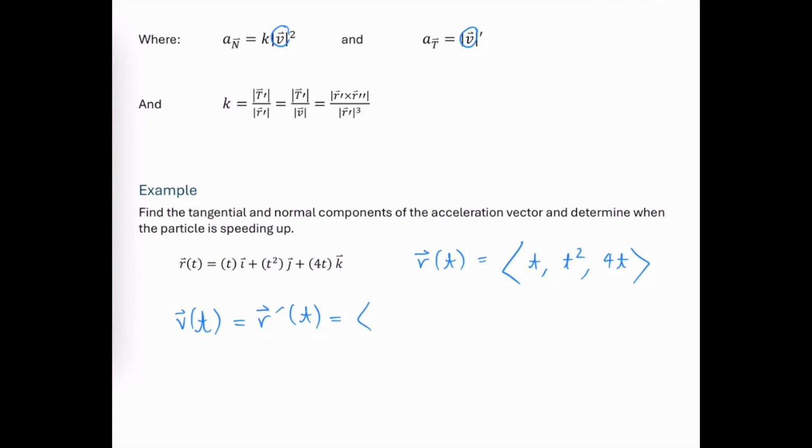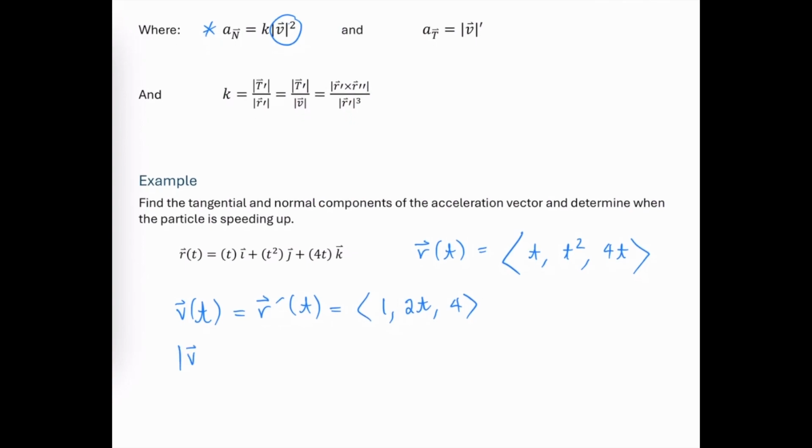The derivative of t with respect to t is just 1. The derivative of t squared with respect to t is 2t. And then the derivative of 4t is 4. Now, in the normal component formula, we'll look at the magnitude of the velocity function and then square that quantity. So let's look at mag v, which is the square root of each of the components squared and added together. So that's 1, 2t quantity squared is 4t squared, plus 4 squared is 16. So the magnitude of the velocity vector is the square root of 17 plus 4t squared.